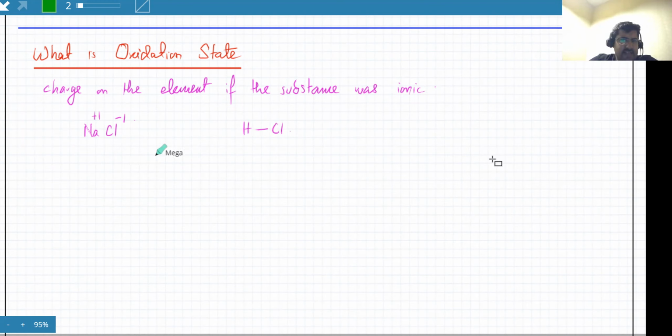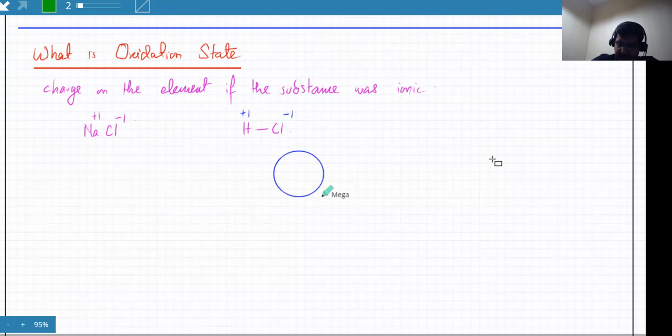But in HCl, it's a covalent molecule. No one is gaining or losing electrons. But we still say that H is plus one and Cl is minus one. So why do we say that? Even though Cl is not gaining the electron and H is not actually losing the electron, they actually look like this. You have Cl with its 7 electrons, and you have H with its 1 electron. So the H ends up sharing electrons with Cl. So no one ended up gaining or losing electrons.